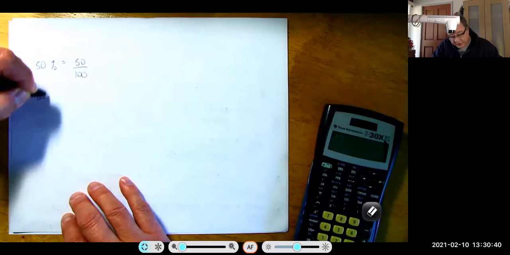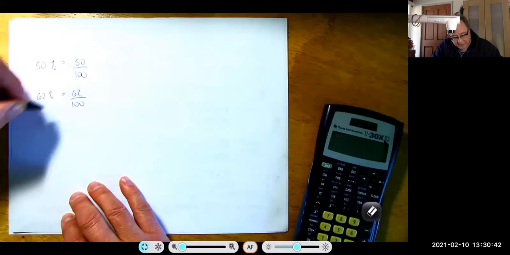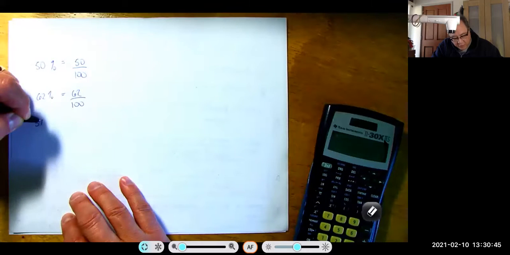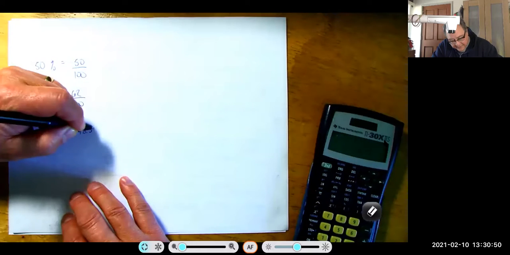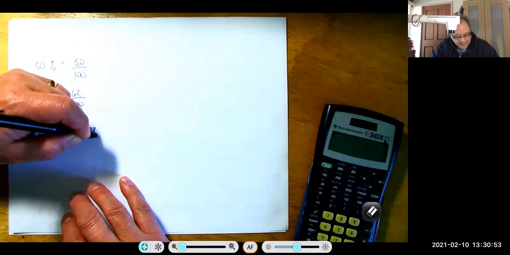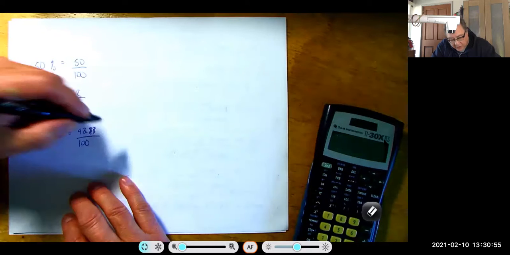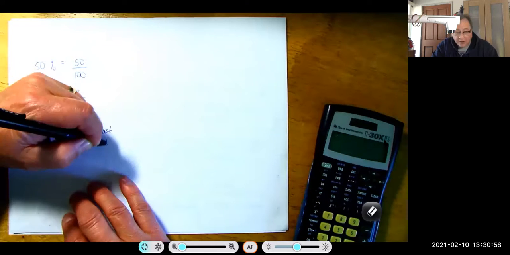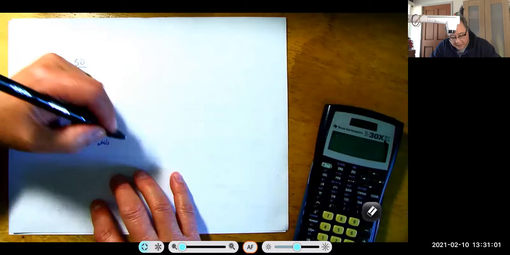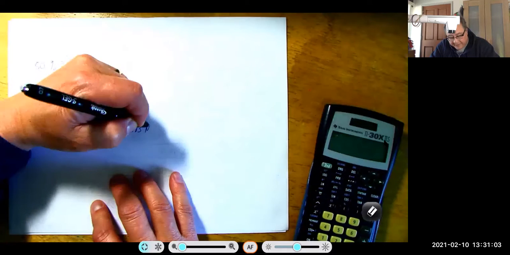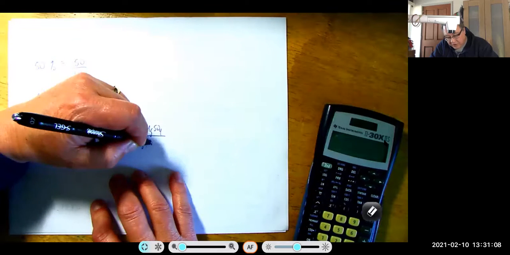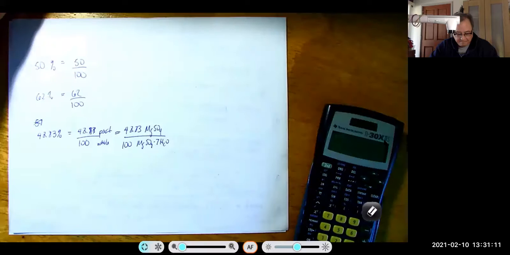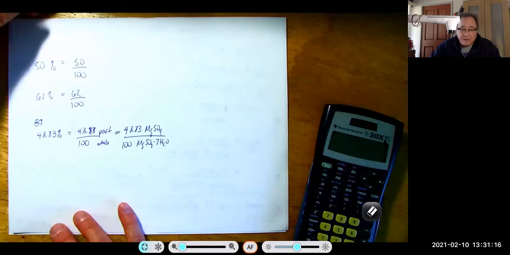62% is 62 divided by 100. And we had 48.83%. So that's 48.83 divided by 100. And because this is percentage, you put part on top and you put whole on the bottom. In our particular case, the 48.83 was magnesium sulfate, and the whole was magnesium sulfate 7H2O. So that's the definition of percentage, is you take the number and divide by 100.